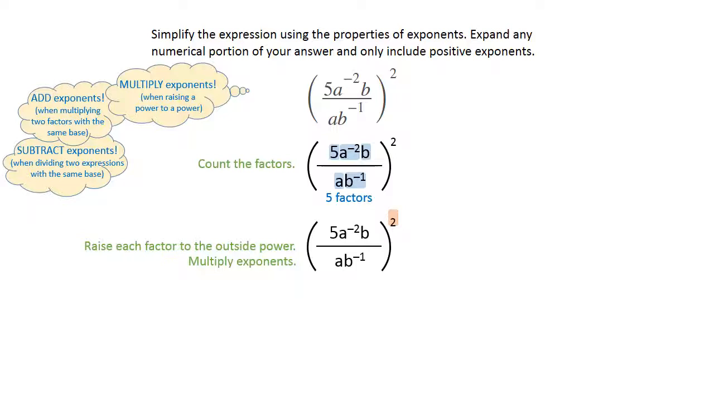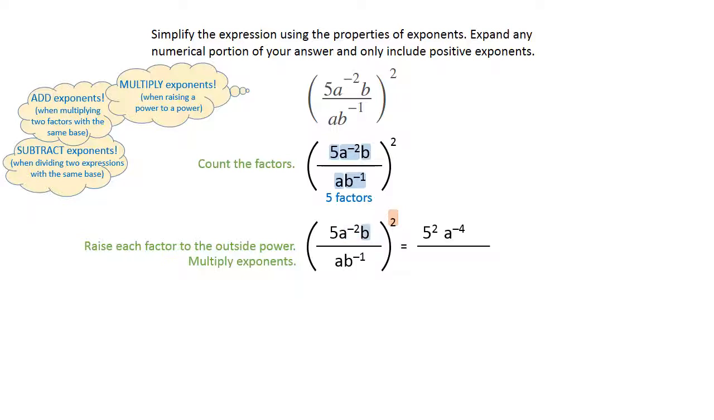So the outside power is the 2. It applies to everything inside the parentheses. So you'll draw yourself a dividing line and you will raise everything to that second power right where it sits. The 5 raised to the second power is still going to be on the top left, 5 to the second power. A to the negative 2, when you multiply those exponents, negative 2 times positive 2 is a to the negative 4.